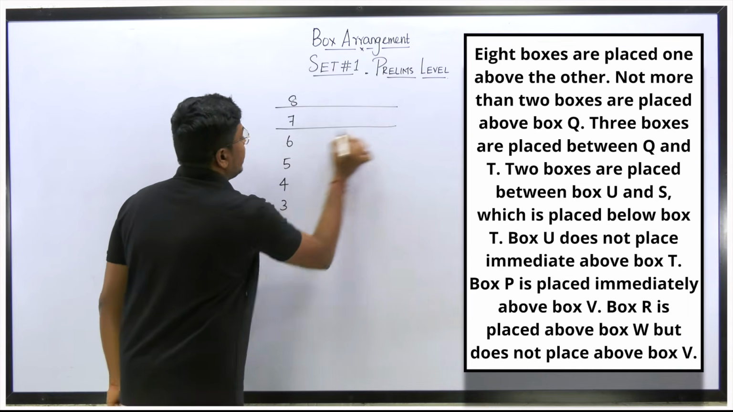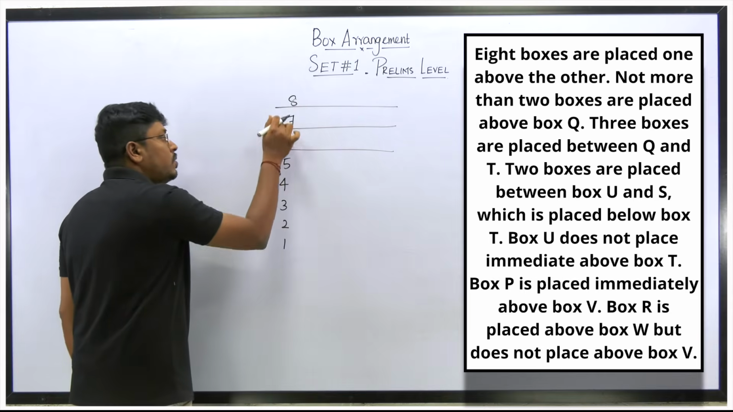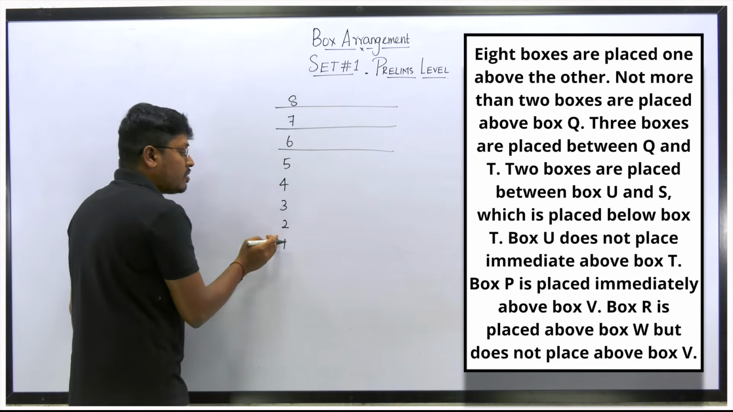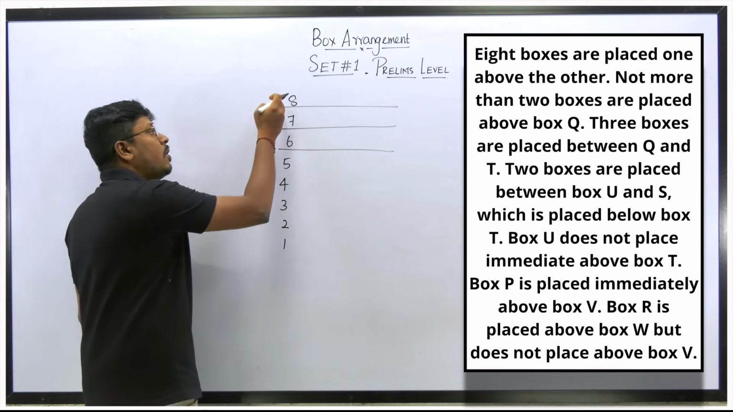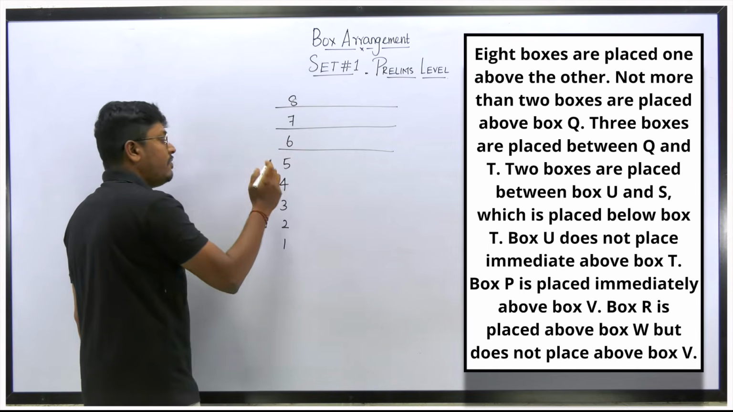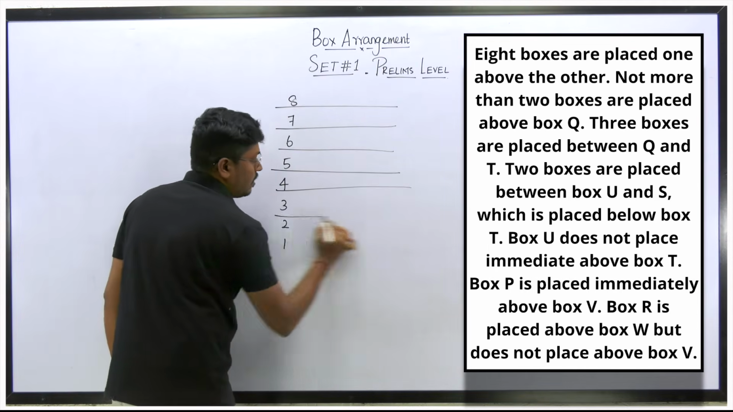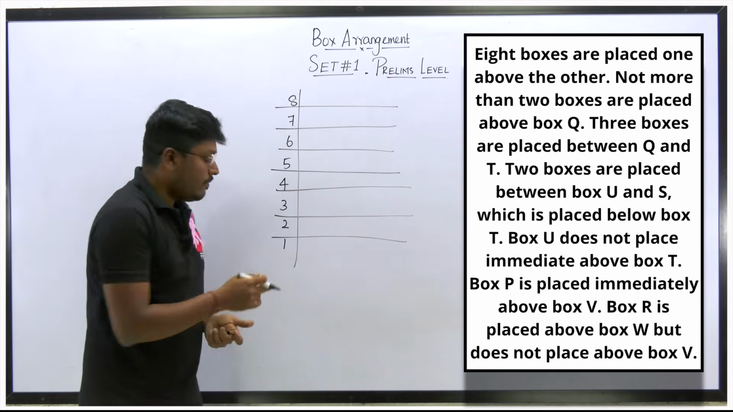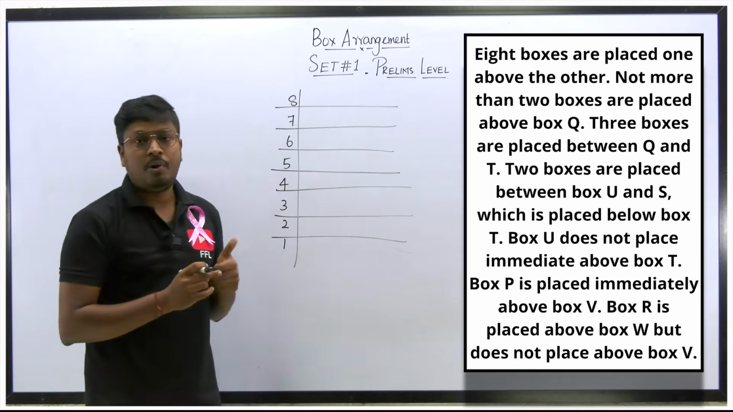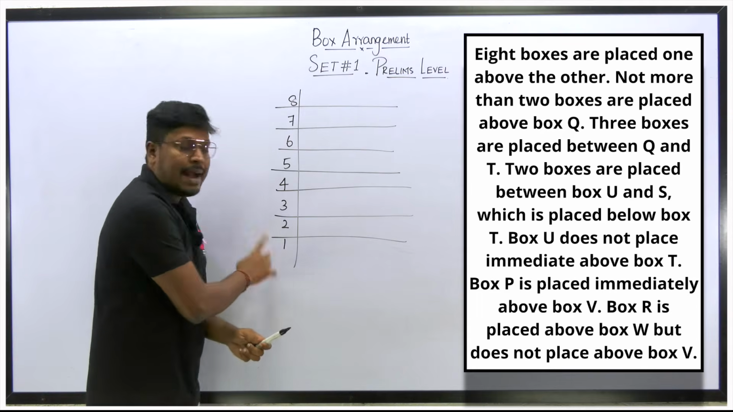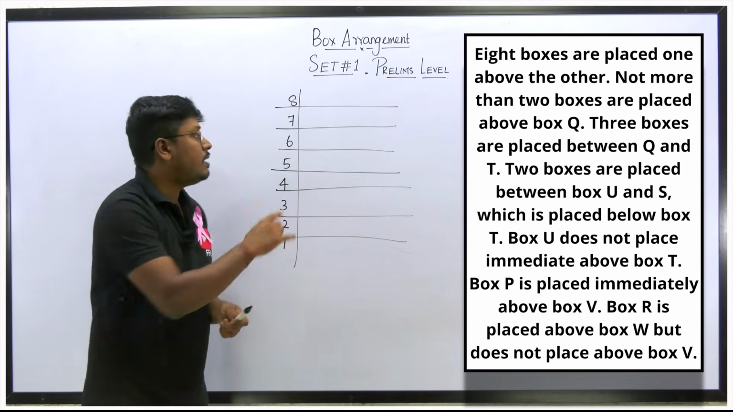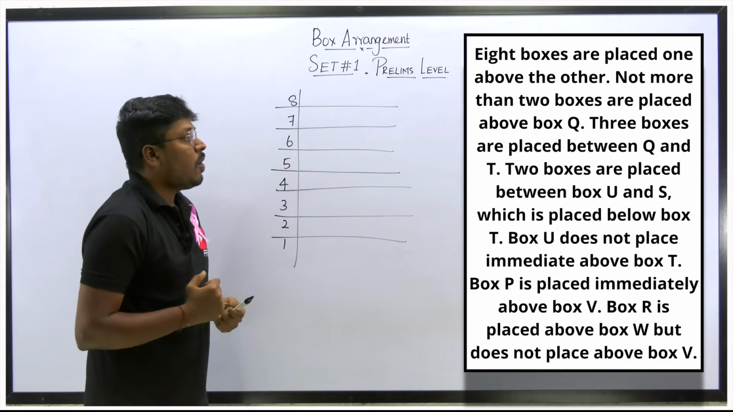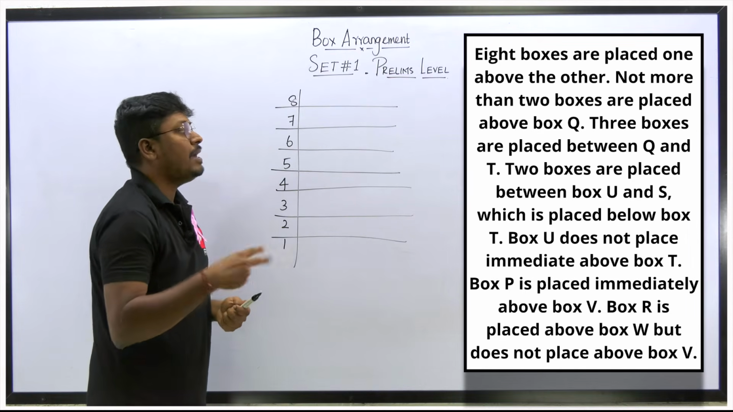Some students ask me, can I write 1, 2, 3 like this? Yes, you can. Either you start from the bottom, where the bottommost box is box 1, or else the topmost box is box 1. That is your wish, because it is not going to affect anything; it is just for our easy understanding that we are making this as a separate note, 1 to box 8. So this box 1 acts as the bottommost box, and this 8 acts as the topmost box. Understood? So first point: not more than 2 boxes are placed above Q.